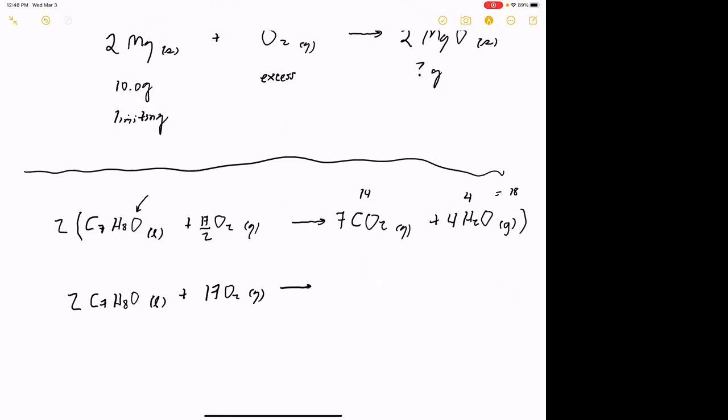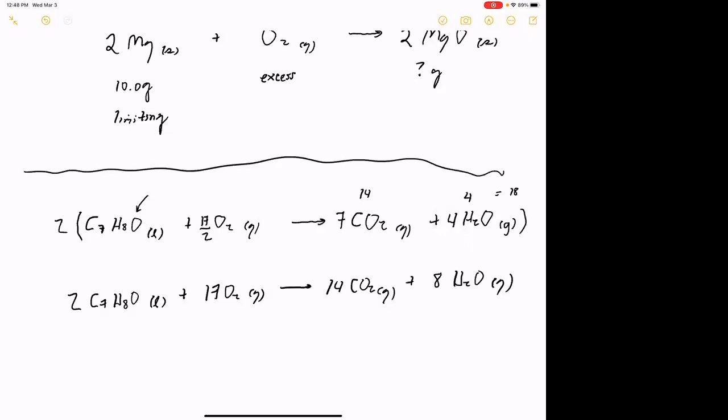2 times 7 is 14 carbon dioxide. That's also a gas. Make sure that's in there. Plus twice 4 is 8 H2Os. And again, it's a vapor, so make sure you put the G in there. Okay, I think we got that one now. Does that make sense? Yeah. Yeah, good. It makes more sense now.